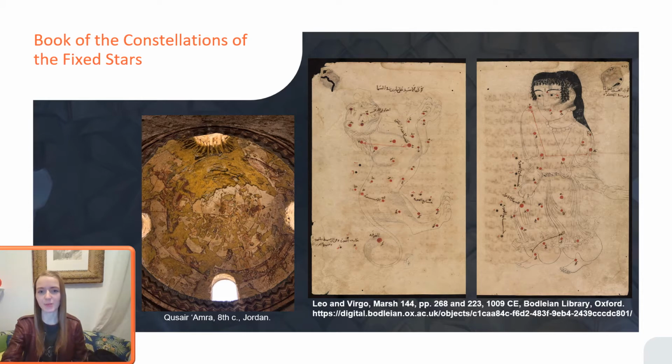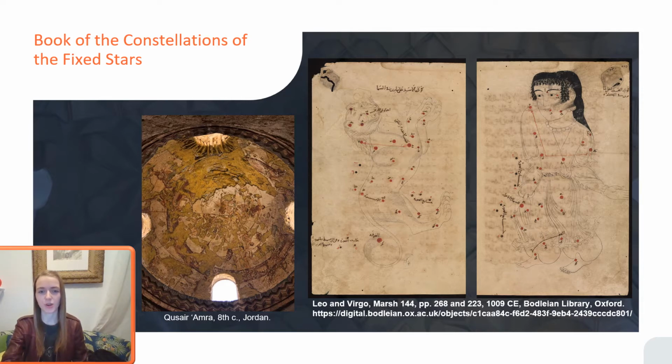The first Arabic paintings are often related to scientific works. For example, the Book of the Constellations of the Fixed Stars. At the Qusur Amra, here to the left, there was already a dome with the stars depicted, and here to the right, an Abbasid ruler commissioned a treatise on astronomy.